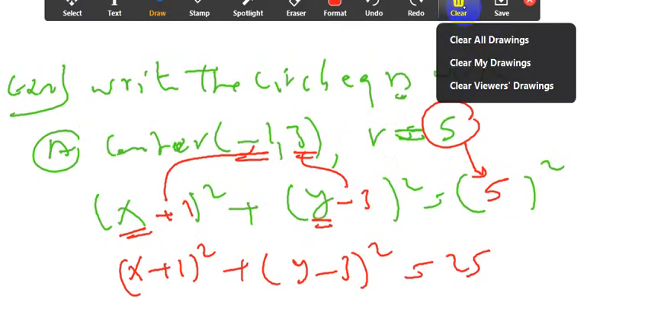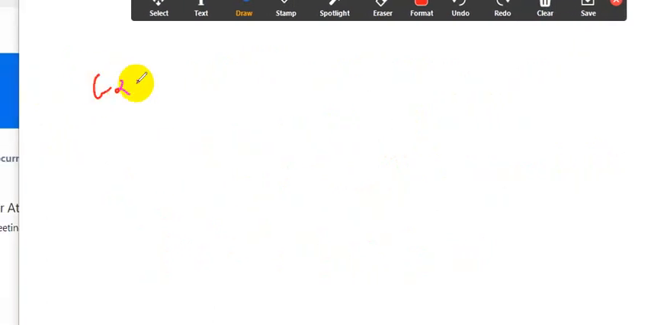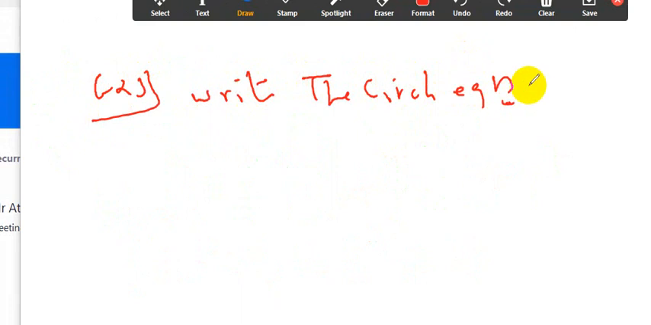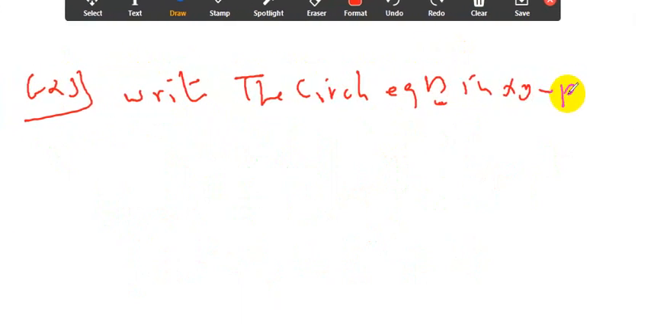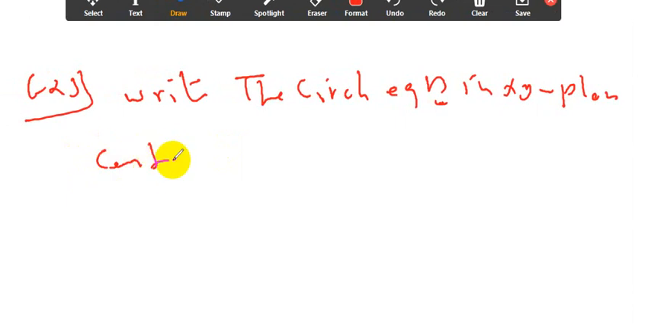Another example, say example number 3: write the circle equation in the xy plane with center, say one coordinate is 0 and the other is not 0. Say 3 and 0, and radius equal to 3 over 2.